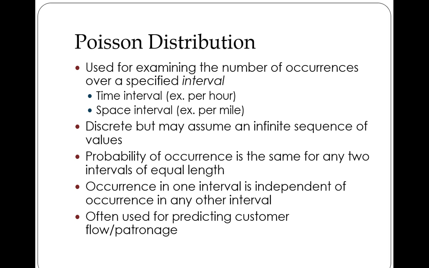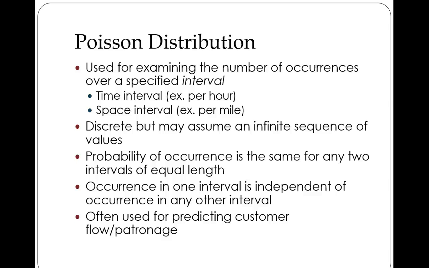The Poisson distribution is used for examining the number of times something happens over a specific interval. So this could be how many times does something happen per hour, or this could be like how many times does something happen per mile. Okay, could be a time interval or a space interval, in other words.